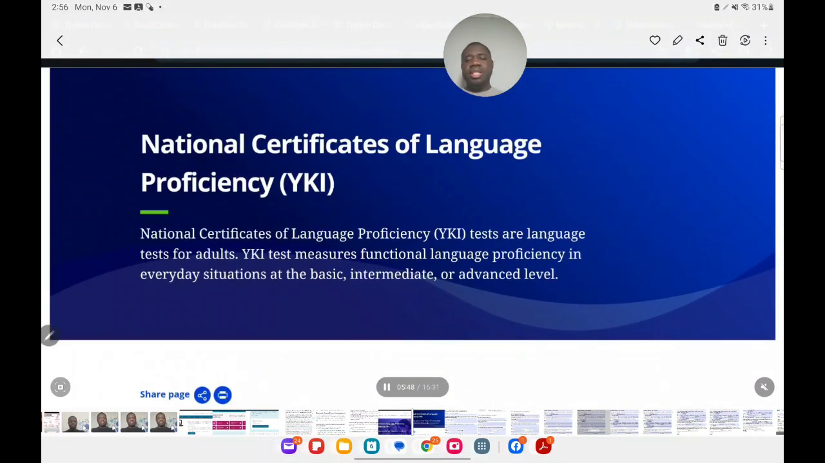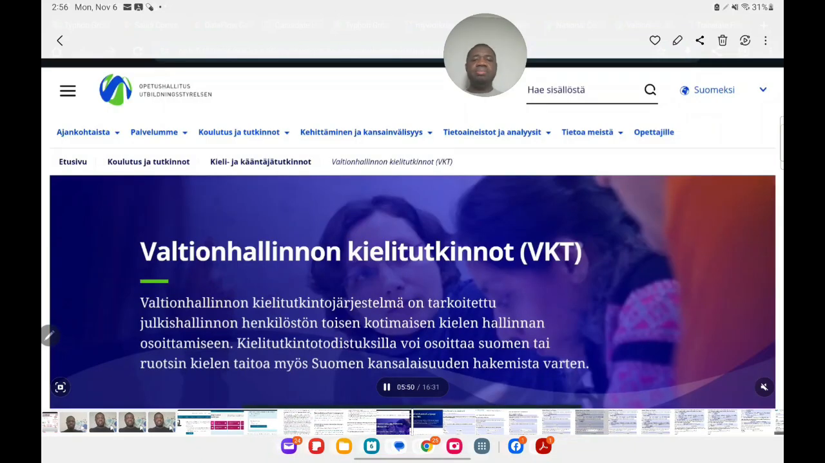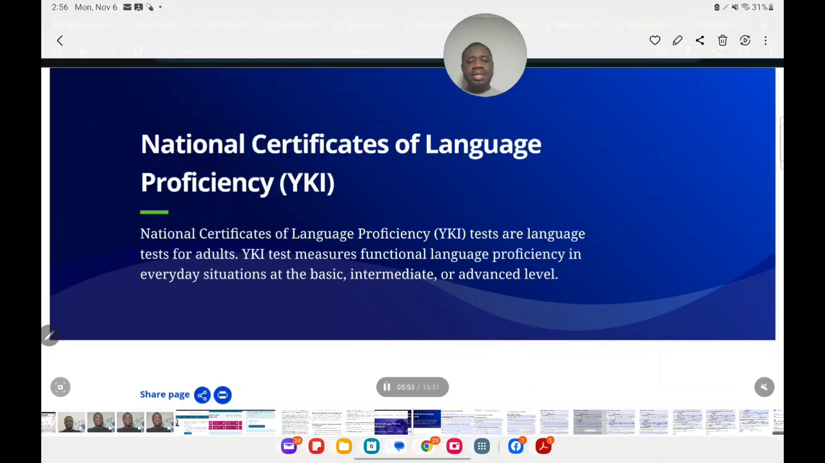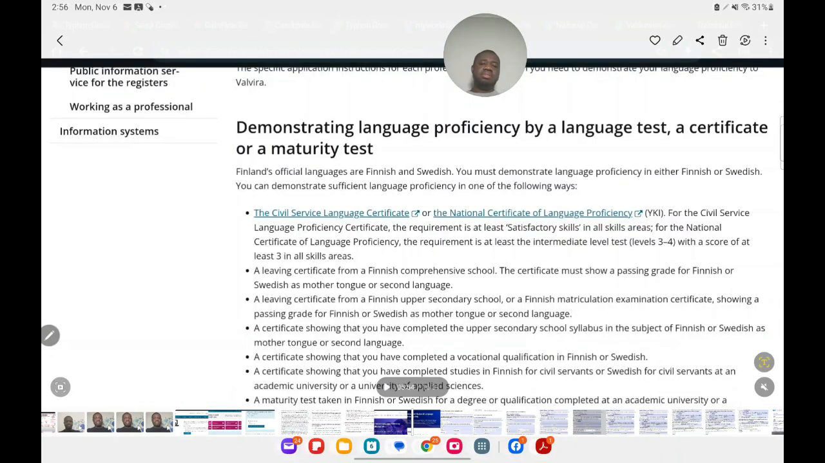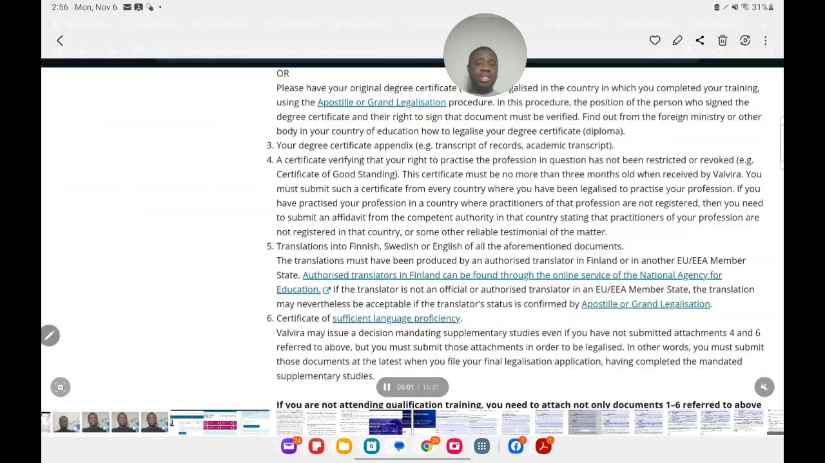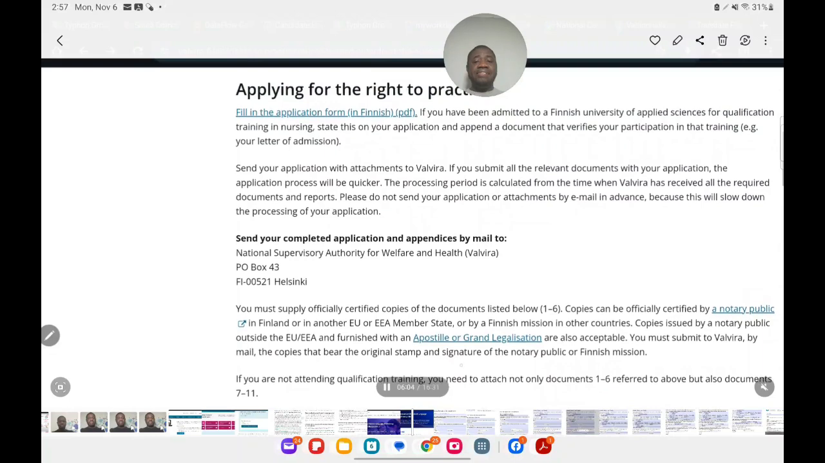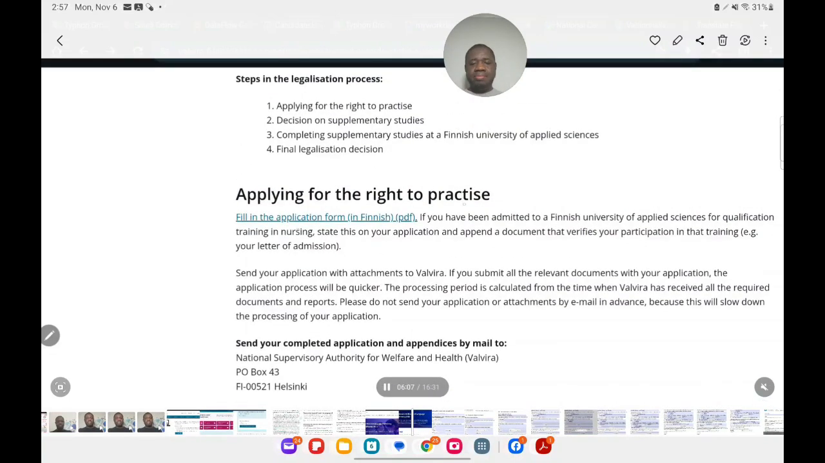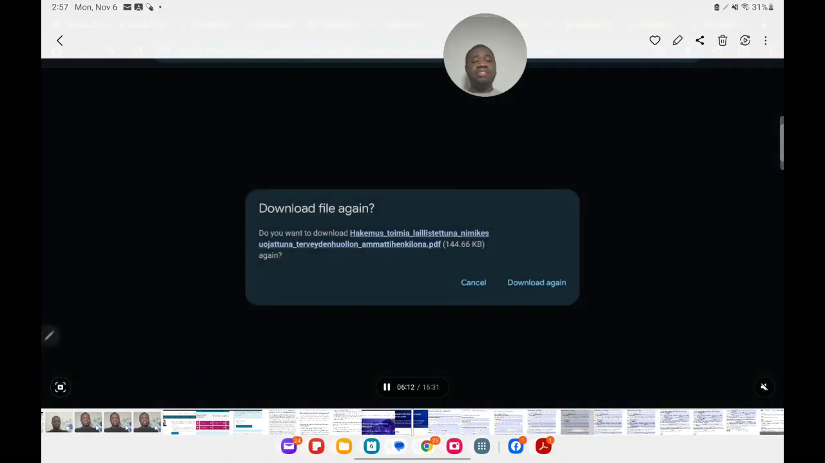So that is about National Certificates of Language Proficiency. Like I said, whenever you click on a link and that page is in Swedish or Finnish language, there is an option to read whatever information you want to read in English. So the next stage is to download the form, the licensure form to practice in Finland. So this is it here. So we're gonna click on fill in the application form in Finnish PDF.